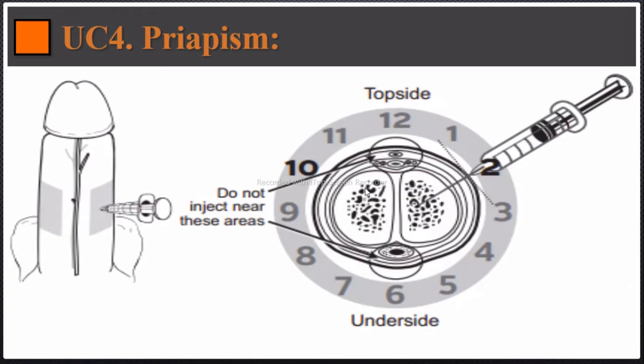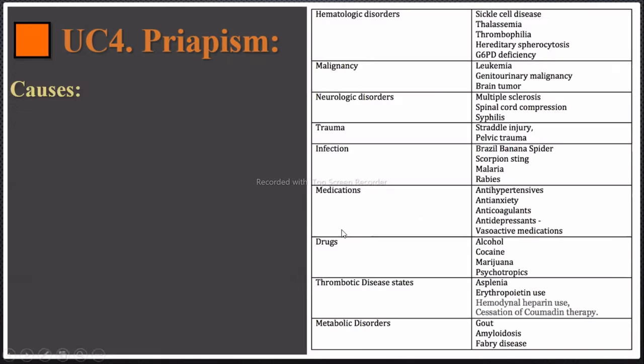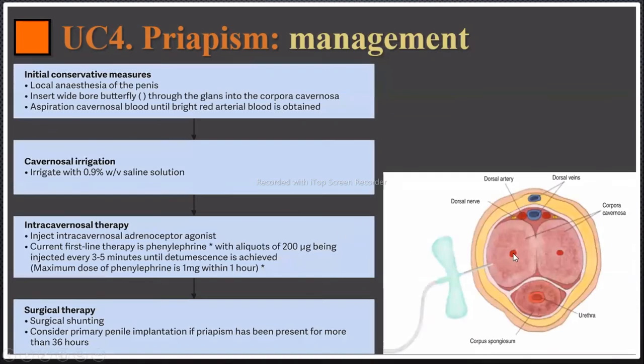So what is this area, guys? Corpora cavernosa. Here it's called corpora cavernosa. Okay, this is the urethra. This is up, down: dorsal, ventral, and lateral. So you can insert a butterfly here, as you see, and withdraw blood. It will release the blood and it will release the priapism.